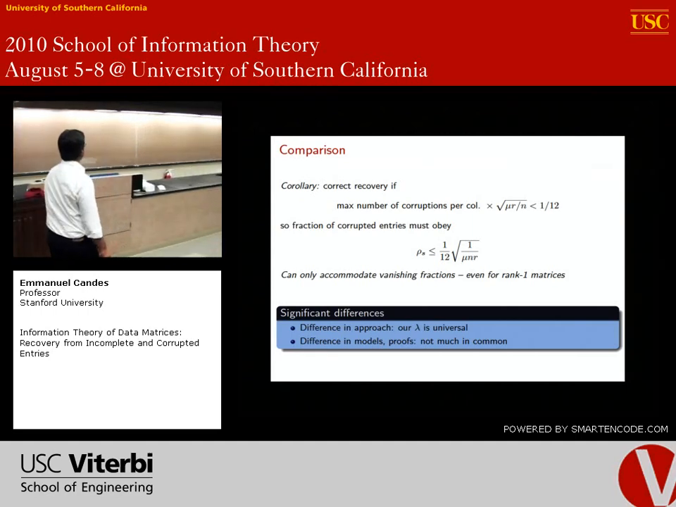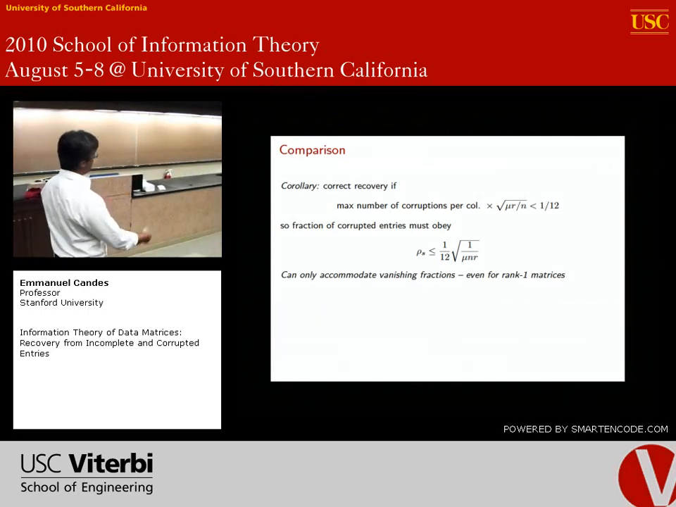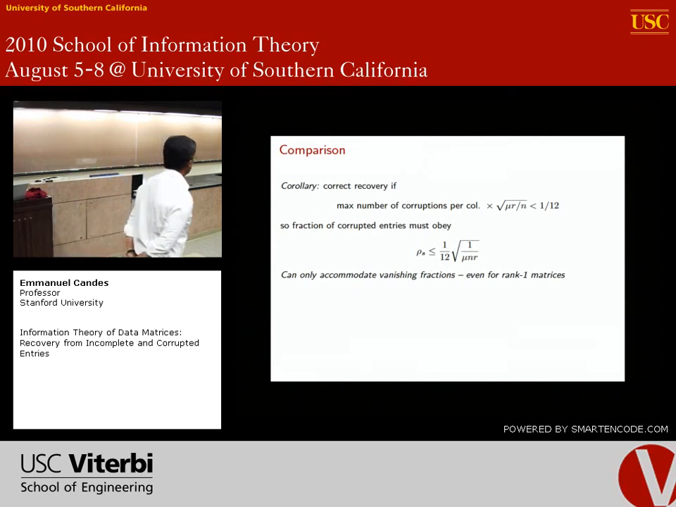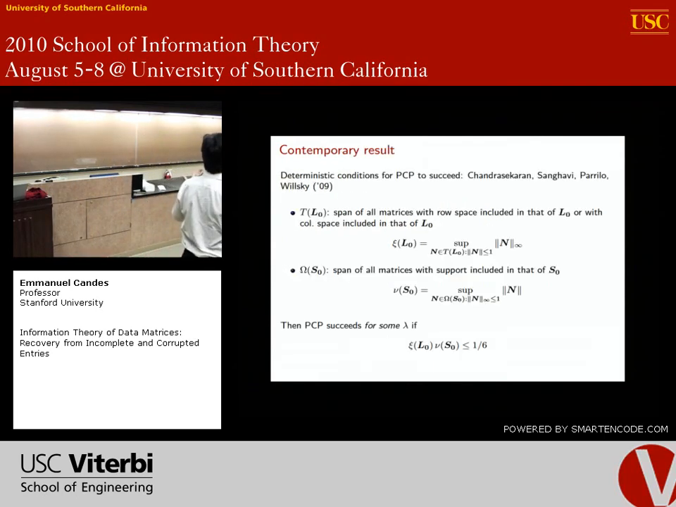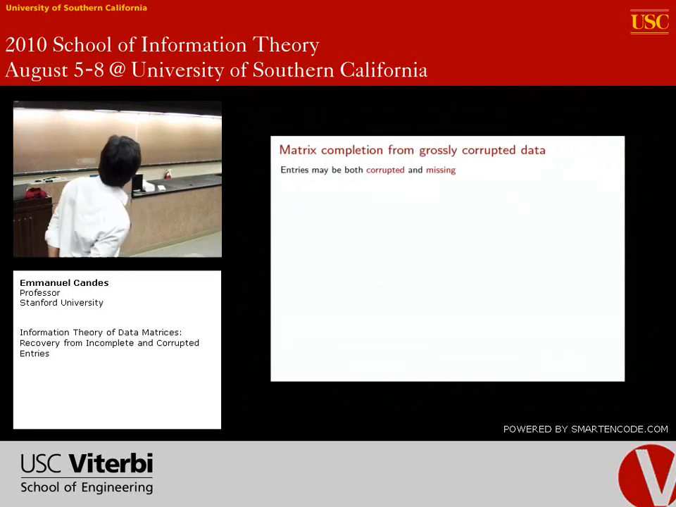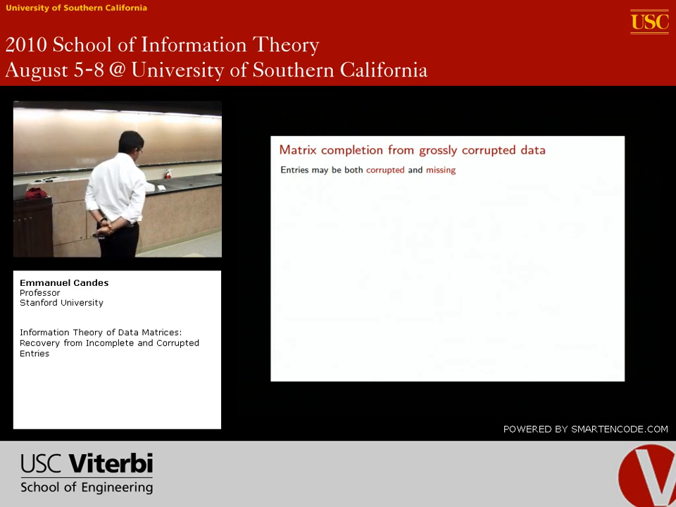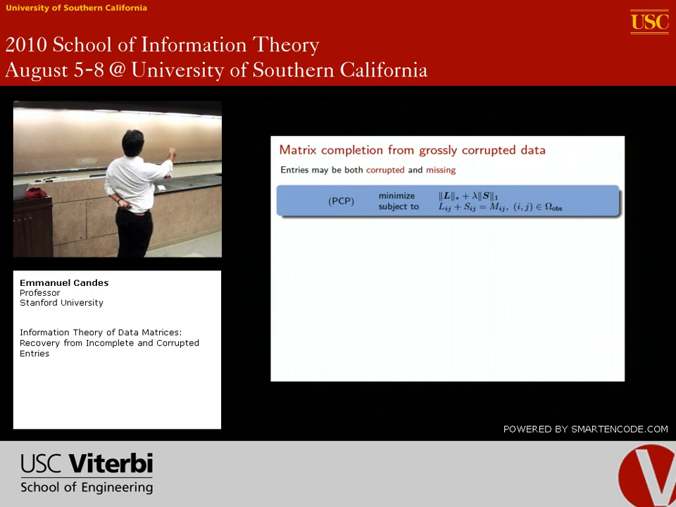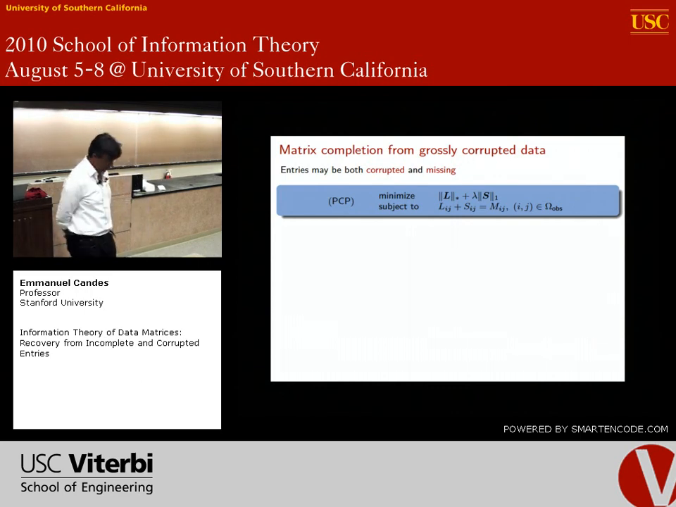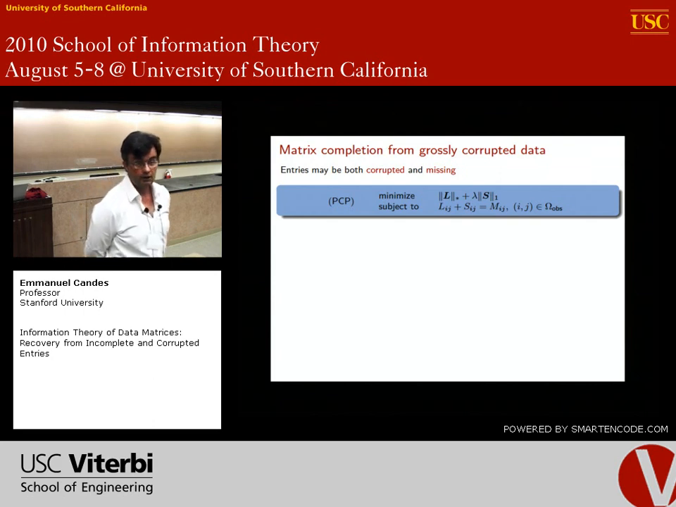Another point of departure is that we have a value of lambda, which is 1 over the square root of the dimension, that is guaranteed to work, whereas for them, they don't tell you what the value of lambda is. Anyway, now we can put them together. In general, you may have entries that are both corrupted and missing, and that should not be a big problem. What you do is you simply minimize the same objective functional, subject to the constraint that the sum matches what you've observed, only where you observed it.